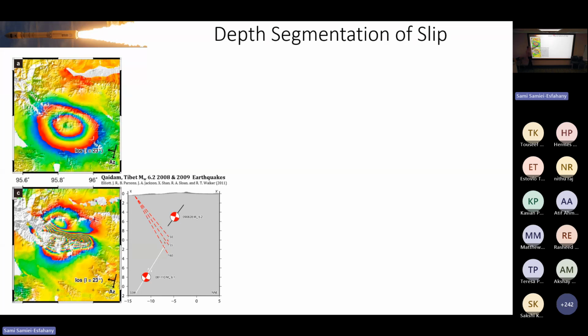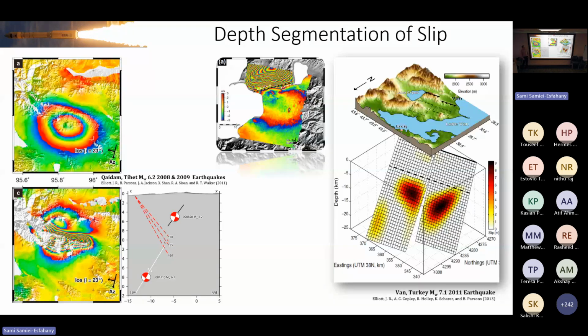So what I'm trying to address here was what's the relationship between the deeper one and its orientation and the shallower one, and why didn't it rupture through all in one go? And then in this Van earthquake, a lot of people in eastern Turkey near the Iranian border.